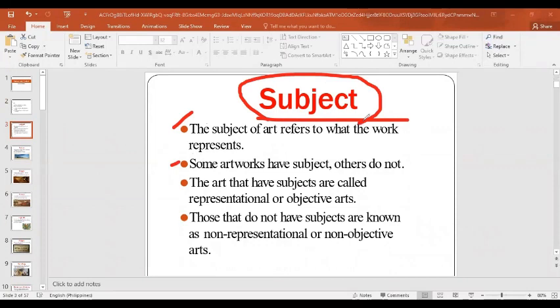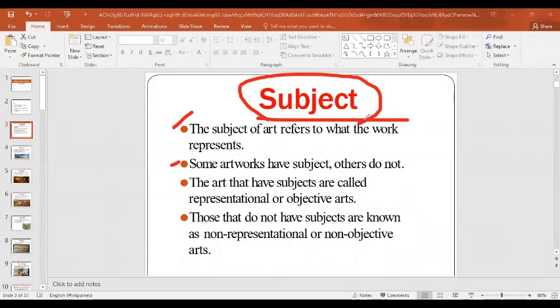For example, we have the famous painting ni Leonardo da Vinci. Can you imagine that? So we have Mona Lisa. So pansinin natin yung painting. Sino ba yung subject or ano ba yung subject na makikita natin dun sa painting na yun? So anything na visible, anything na form na makikita natin dun sa art piece na yon, that is what we call as subject. So sino yung subject? We have Mona Lisa.